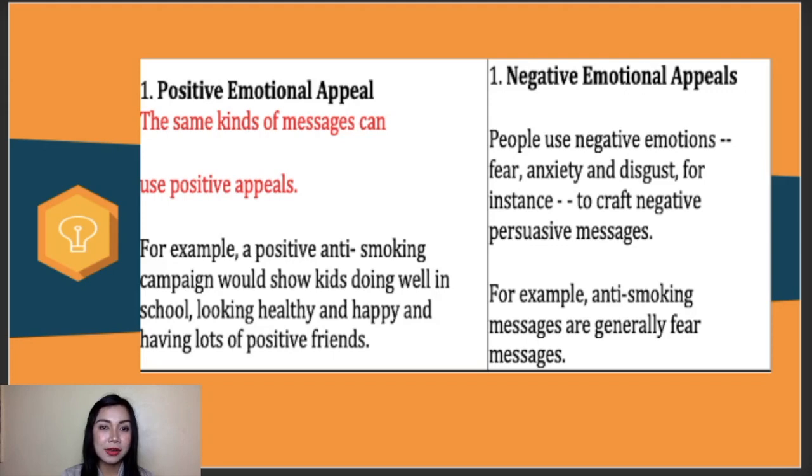So let's have the first type: emotional appeal. Positive emotional appeal. The same kinds of messages can use positive appeals. For example, a positive anti-smoking campaign would show kids doing well in school, looking healthy and happy, and having lots of positive friends. But in the negative emotional appeals, people use negative emotions such as fear, anxiety, and disgust, for instance, to craft negative persuasive messages. For example, guys, anti-smoking messages are generally fear messages.